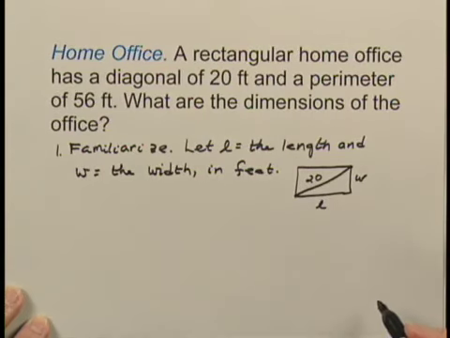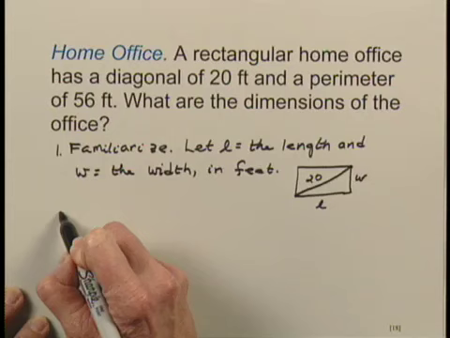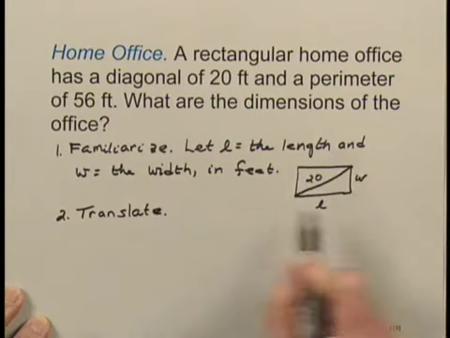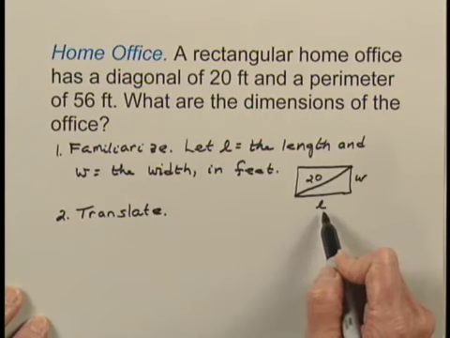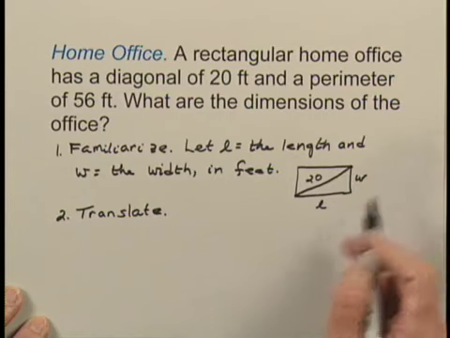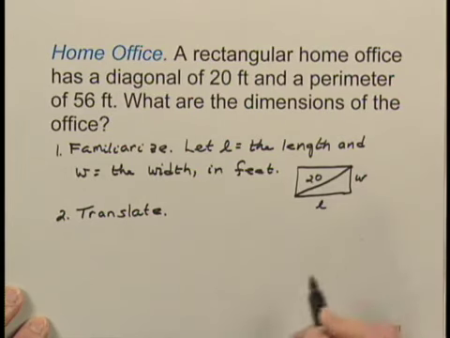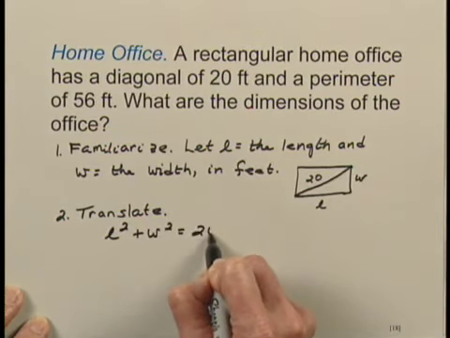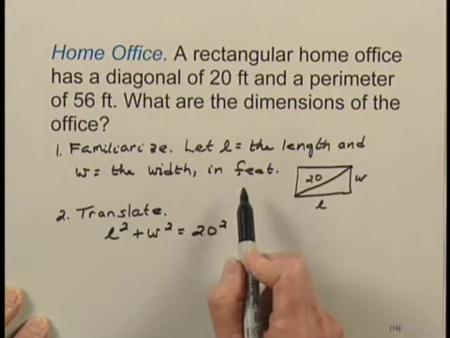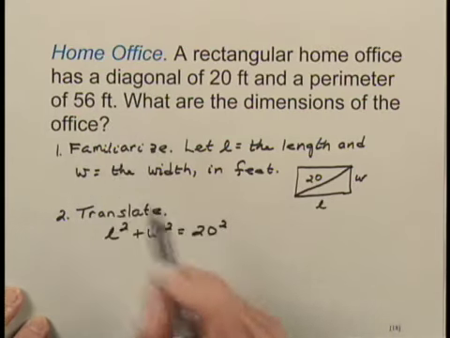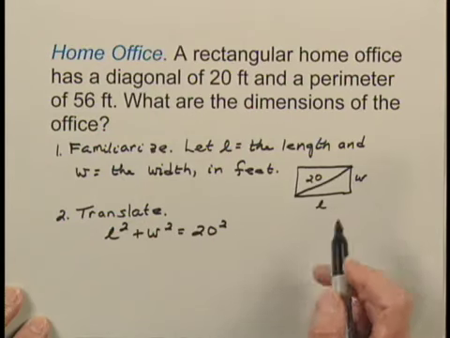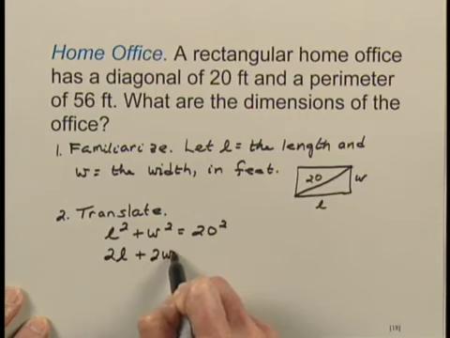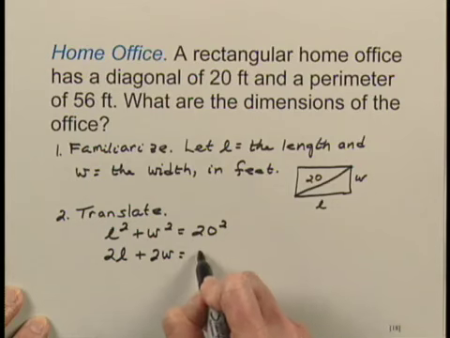So these variables in this drawing will help us translate to a system of equations. Let's do that. Because the diagonal is 20 feet, we can use the Pythagorean equation to get one equation in our system. We can say that L squared plus W squared is equal to 20 squared. And we know that the perimeter is 56 feet. We find the perimeter of a rectangle by multiplying 2 times the length plus 2 times the width. So the perimeter, 2 times the length plus 2 times the width, is equal to 56.